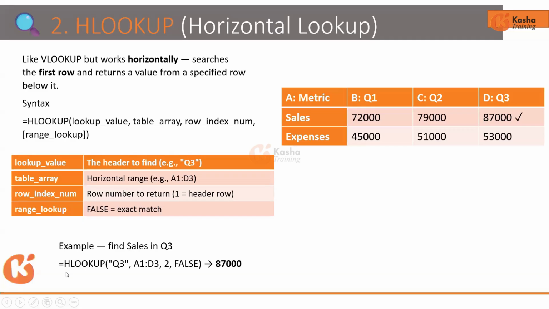So in this case, what we do is HLOOKUP, and we are searching for the Q3 column. So here you can see it's a horizontal lookup. You give your range, which is from 72 to 53, and then you want the second value to be displayed. So horizontally, if you look at this, this is the first value, this is the second value, and then it is giving you the 87,000. So this is how you do the HLOOKUP. We'll see this on the Excel sheet also with an example.